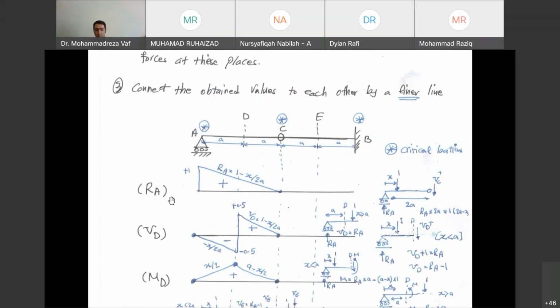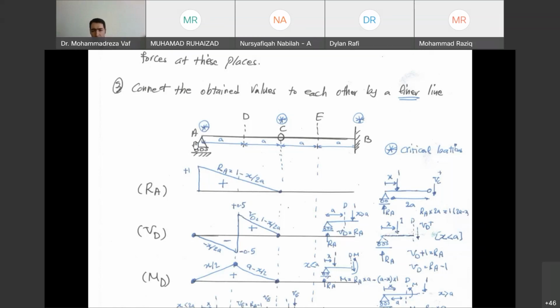Okay, let's start with RA, the support reaction. We want to know that if a unit load is passing from point A to point B, how the support reaction here is changing. This is the meaning of influence line. We want to know if a unit load is passing from point A to point B, how the support reaction value at point A is going to change.